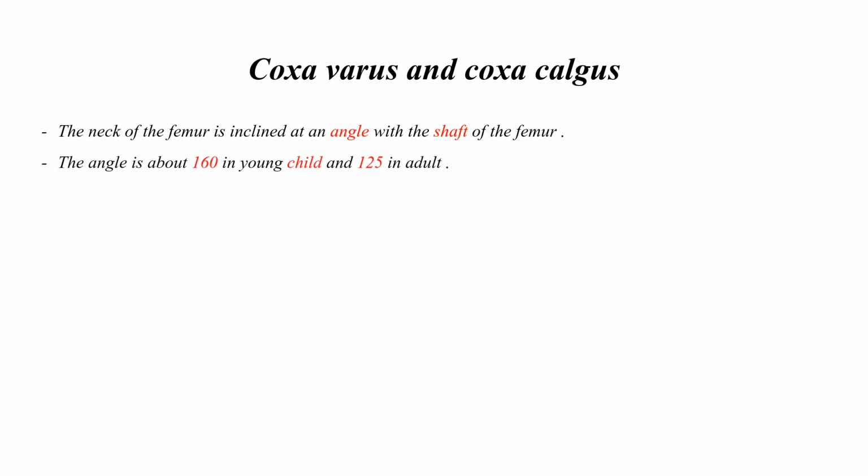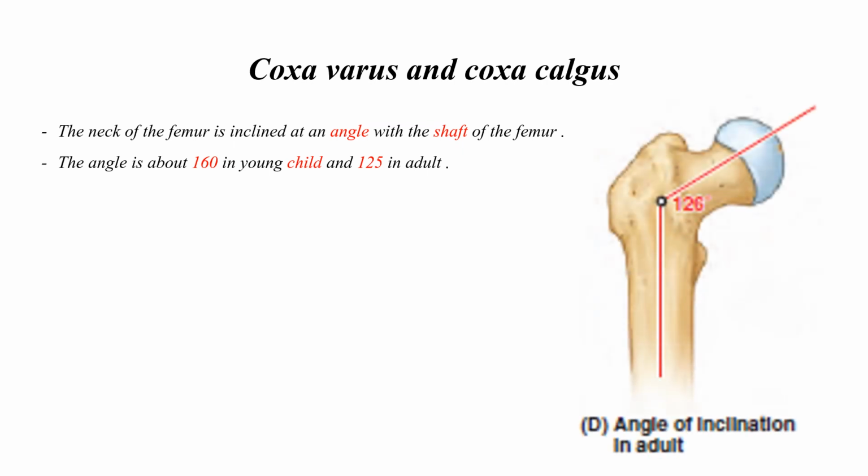Coxa varus and coxa valgus. The neck of the femur is inclined at an angle with the long axis of the shaft of the femur. This angle of inclination equals 160 degrees in a young child and 125 degrees in an adult male. This is the normal angle of inclination in an adult male. This is the long axis of the neck of the femur with the long axis of the shaft of the femur. Here, this is the angle of inclination. It equals 125.